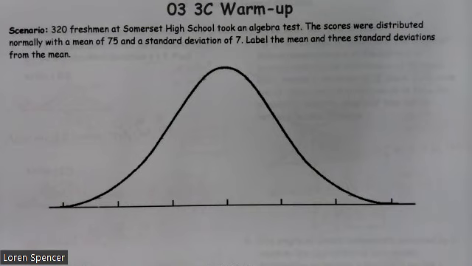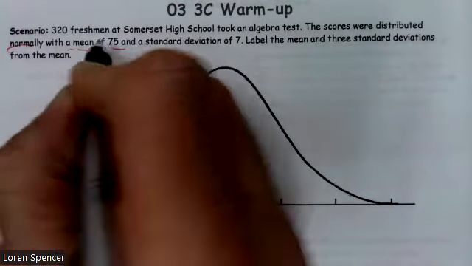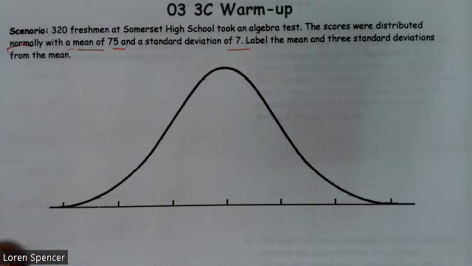So this is what this is going to be over. It says 320 freshmen at Somerset High School took an algebra test. The scores were distributed normally, so they're telling us normal, with a mean of 75 and a standard deviation of 7. Label the mean and 3 standard deviations from the mean.